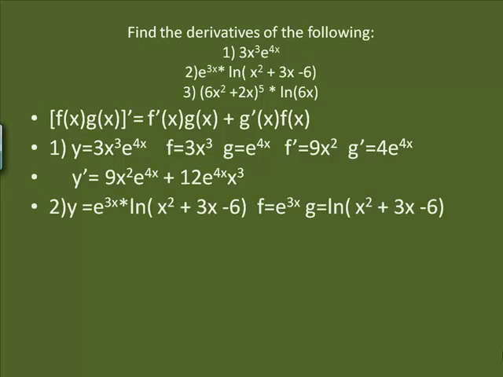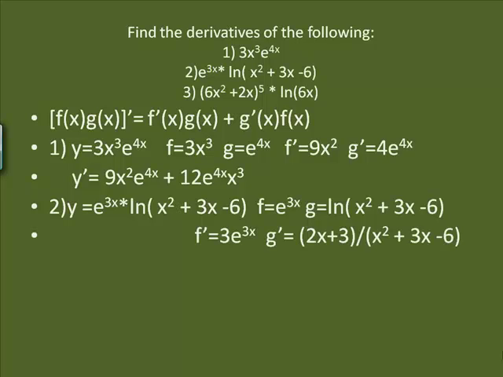For number 2, we want to do something similar. Here we have e to the 3x times natural log of x squared plus 3x minus 6. So our first function f is e to the 3x, and our second function g is natural log of x squared plus 3x minus 6. Now we want to find each of their corresponding derivatives.